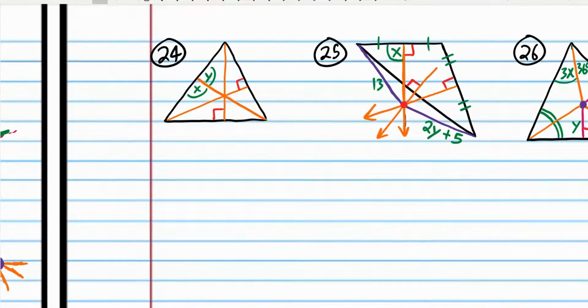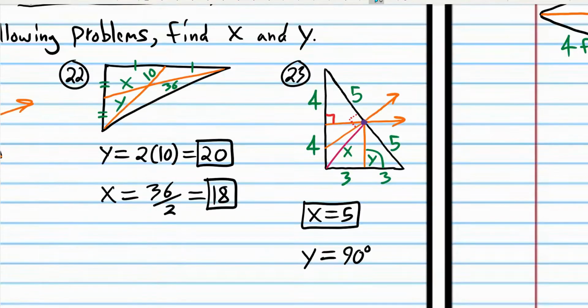So now, this segment goes from a vertex to the opposite side, and it's perpendicular to the opposite side because of that red box.